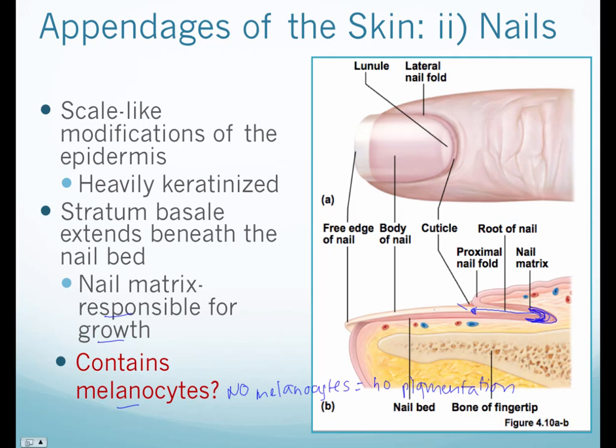Okay, so true or false? If I give you this question on the exam, true or false? The reason that the nail bed appears pink is the presence of a large number of melanocytes in the underlying dermis. You would say false. That's correct. So it's pink because of our blood supply.